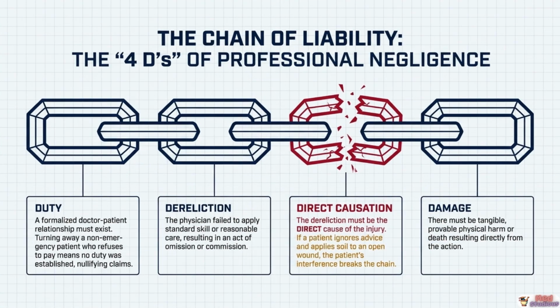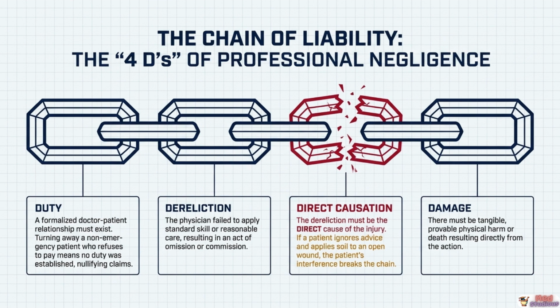Medical negligence is a chain, and that chain must be complete. Every link must be proven for a negligence claim to succeed. The 4 essential links are known as the 4 Ds of professional negligence, and breaking any single link invalidates the entire claim. The first link is duty. A formal, recognized doctor-patient relationship must have been established. This is crucial. If a patient is turned away for non-payment of a non-emergency consultation fee before any examination occurs, no duty of care has been established. There is no legal relationship, and therefore no claim can be made.